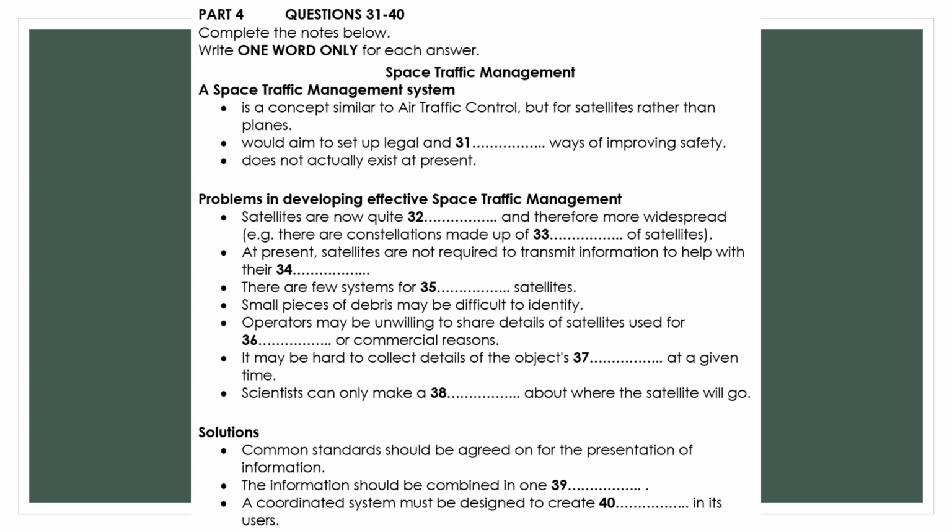The aim of such a system would be to prevent the danger of collisions in space between the objects in orbit around the Earth. In order to do this, we'd need to have a set of legal measures, and we'd also have to develop the technical systems to enable us to prevent such accidents. But unfortunately, at present, we don't actually have a space traffic management system that works. So why not? What are the problems in developing such a system?